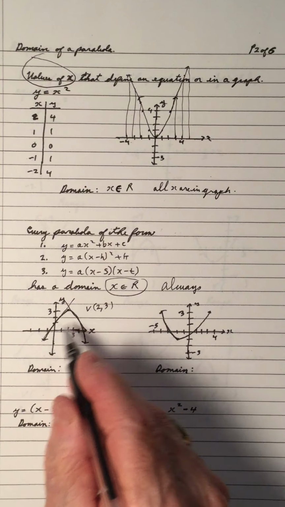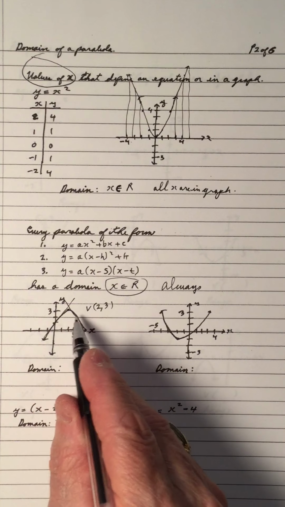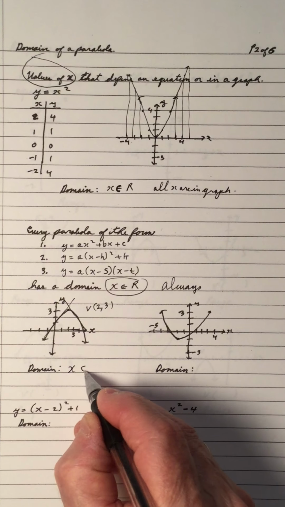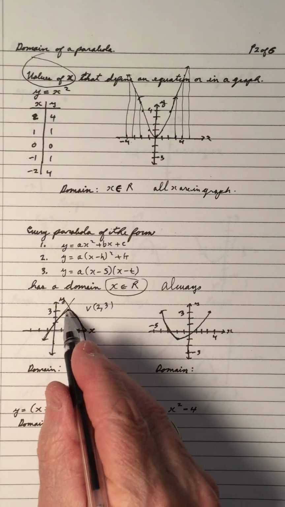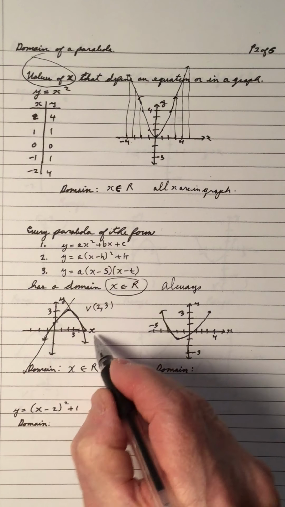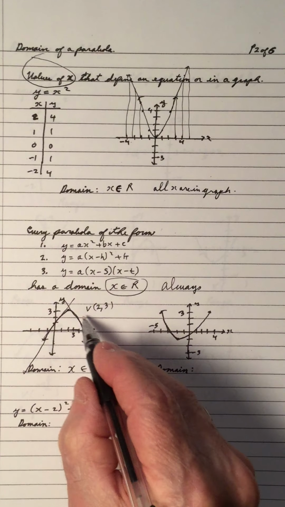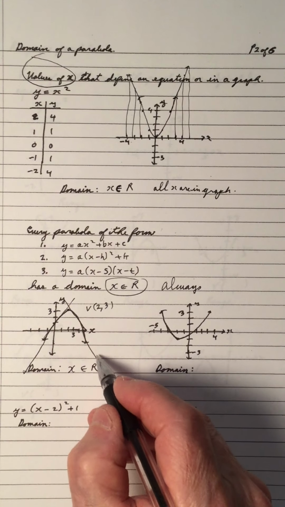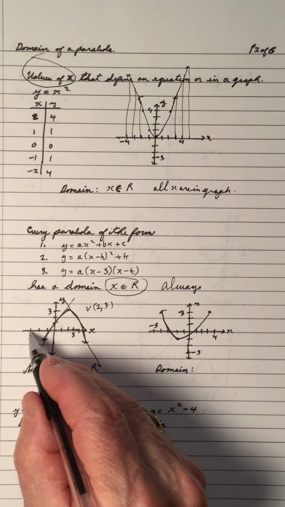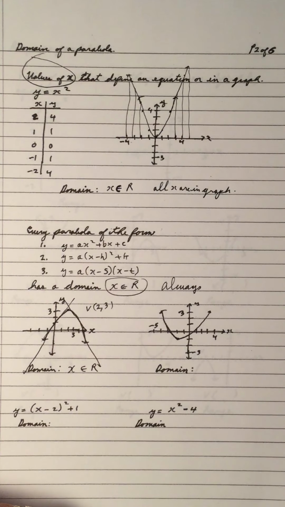And because it's a parabola, the domain is x belongs to R. Why? Because all the values of x are represented in the graph. The further I go to the right, the further this goes down. The further I go to the left, the further this goes down.